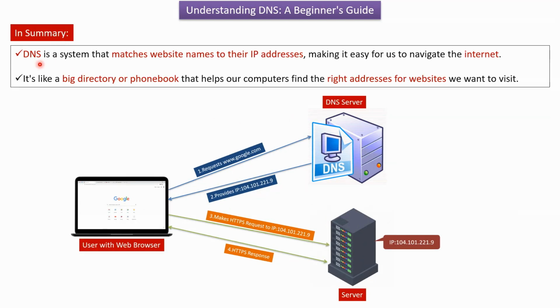In summary, DNS is a system that matches website names to their IP addresses, making it easy for us to navigate the internet. DNS is like a big directory or phone book that helps our computers to find the right addresses for the websites we want to visit.